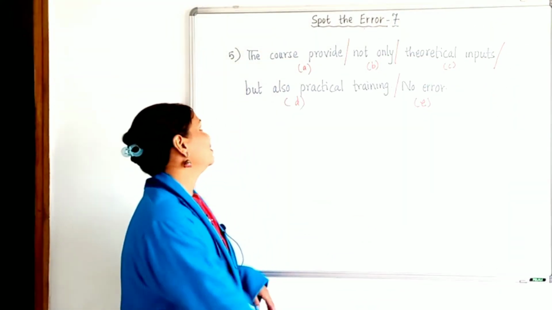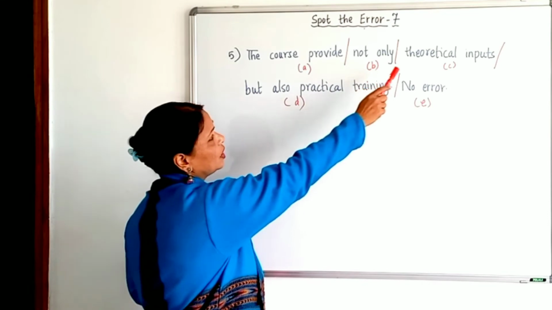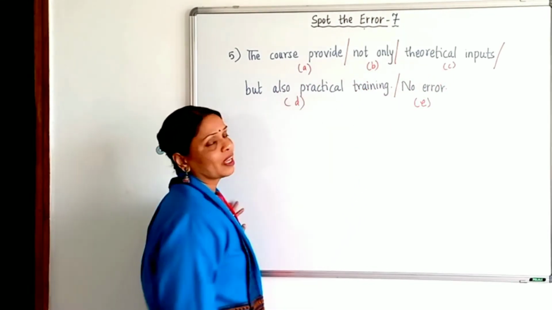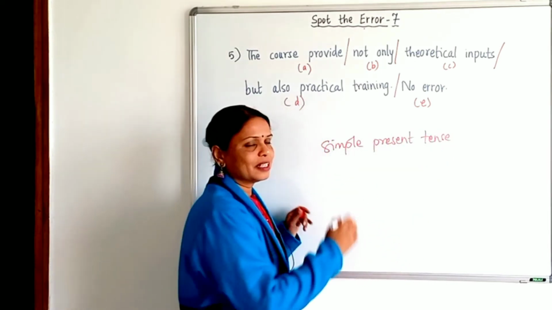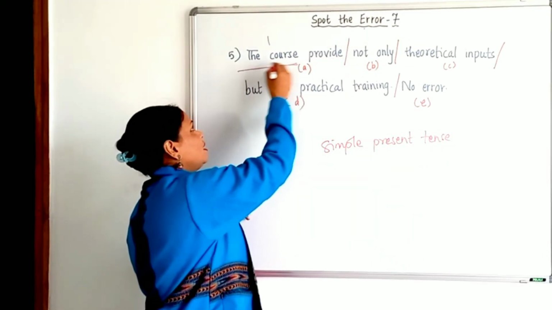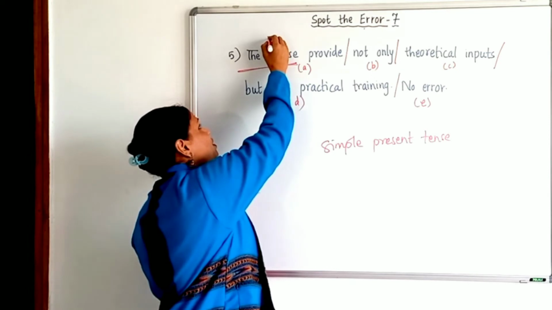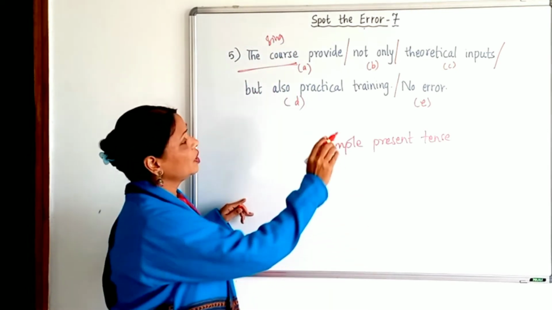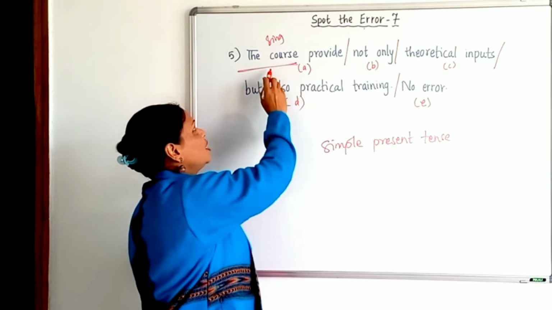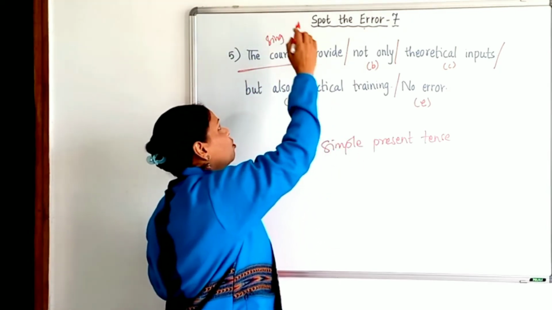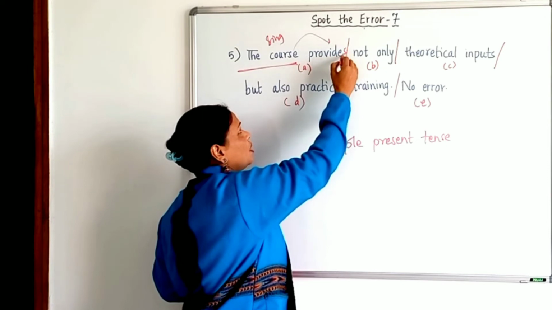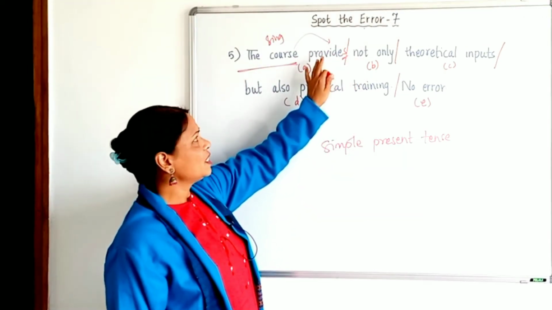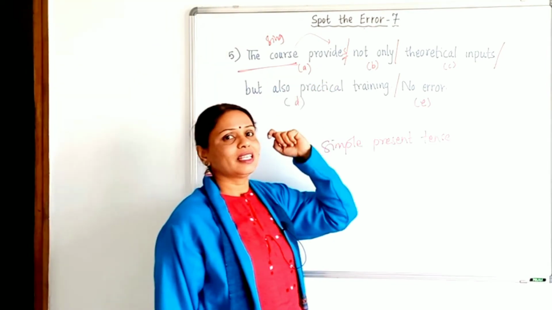Sentence number 5. The course provides not only theoretical inputs but also practical training, no error. The sentence is in the simple present tense. The subject, the course, is third person singular. Course, one is there, singular. So, in the simple present tense, when the subject is third person singular, the following verb takes S or ES. So, the course provide should be provides. So, the error lies in section A.